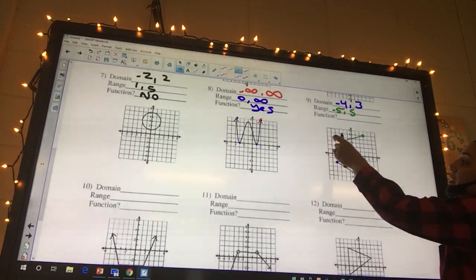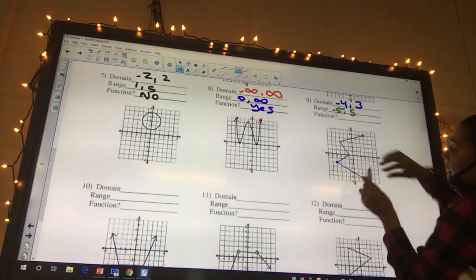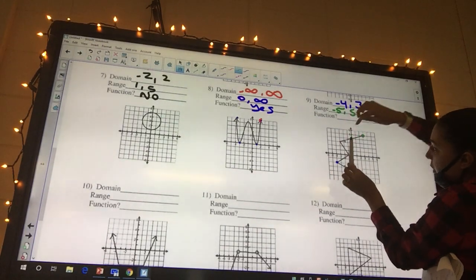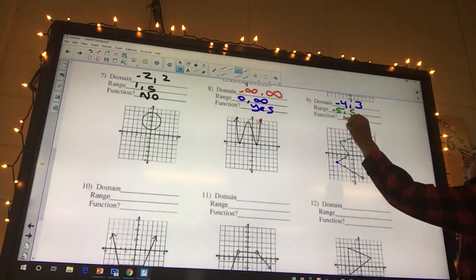Okay, and then we say, well, is this a function? Well, I can see right here, if I put my pencil right here, that it crosses 1, 2, 3, 4 times. So no, it's not a function.